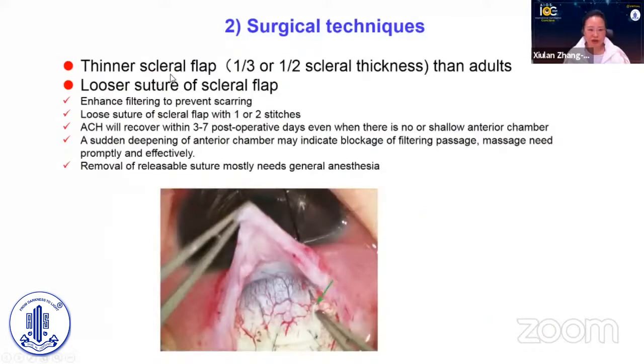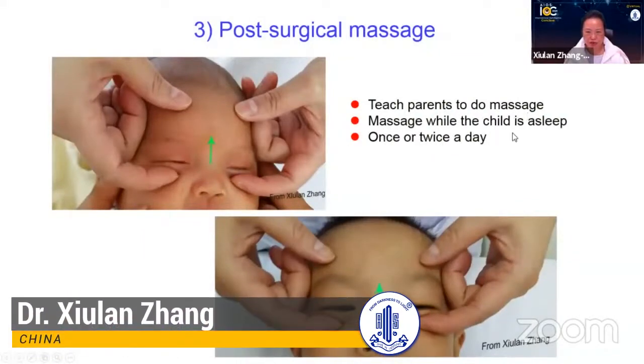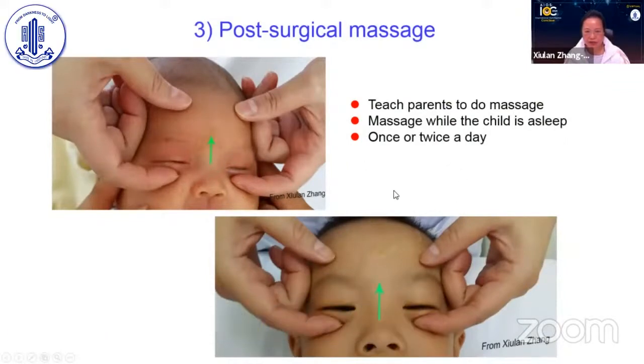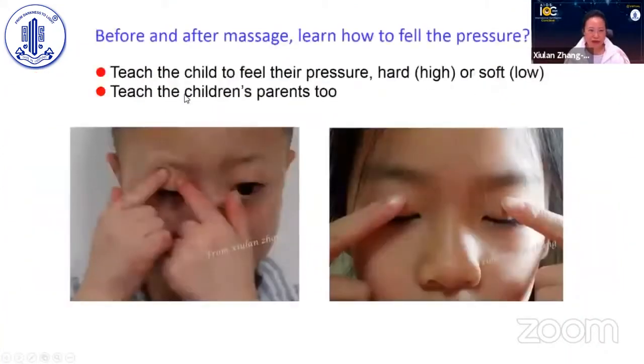And use a thinner scleral flap and looser suture of the scleral flap to make more filtration. Post-surgical massage is very important for the infant. We need to teach the parent to do it when the child is asleep, once or twice a day, to make more successful filtering bleb formation. And we need to teach the children to massage by themselves to reduce the possibility of scarring. Before and after massage, we need to teach them how to feel the pressure, soft or hard, and the children always can do well.